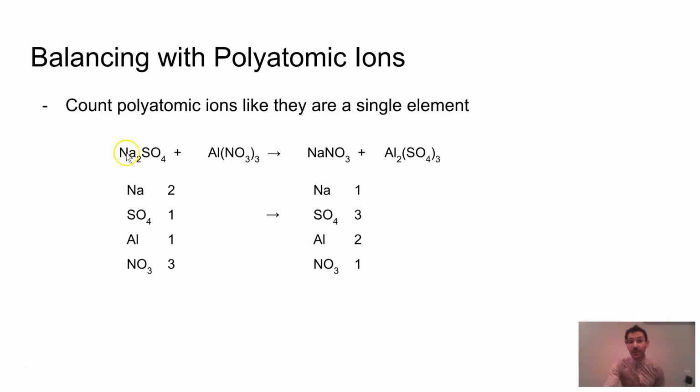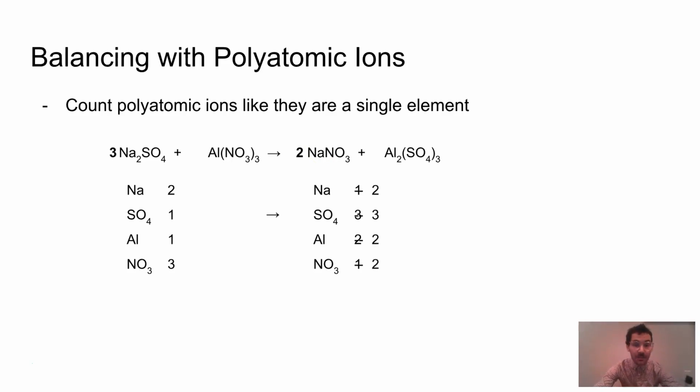Anyway, let's work on balancing this. Since every element and also our polyatomic ions only appear in one thing on either side, we can just go through this down the line, easy peasy. So we'll start with sodium. I've got 2 sodiums over here, and I've got 1 over here. Let's slap a 2 coefficient there, and that's going to change my number of sodiums and my number of nitrates, both of those being 2 now. 3 sulfates still, 2 aluminum still, and now we have 2 nitrates.